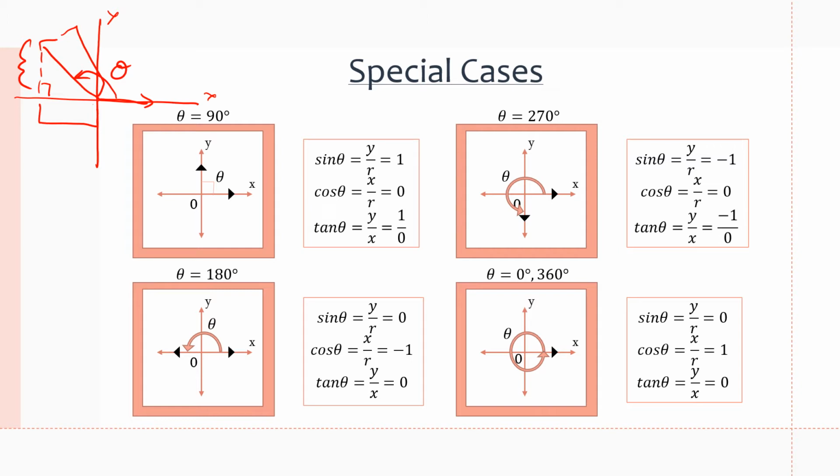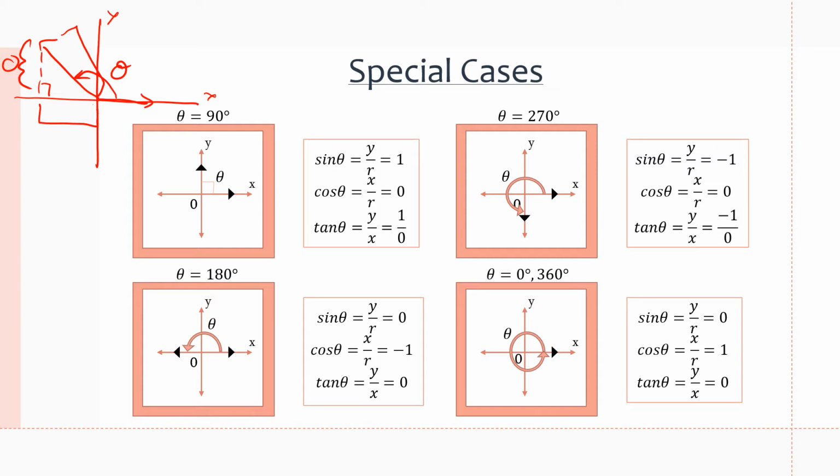So sine of theta, y over r, we have 0. Our y value here is 0 as it decreases all the way to the x-axis. 0 over 1 is going to give us 0. Cos theta equals x over r, which is the same thing as saying -1 over 1. Remember, our x is -1. So cos theta is going to give us -1. Tan theta, we have 0 over -1, which is going to give us 0.